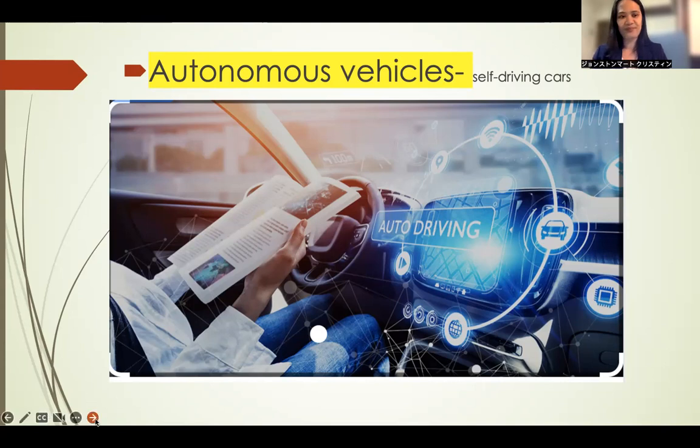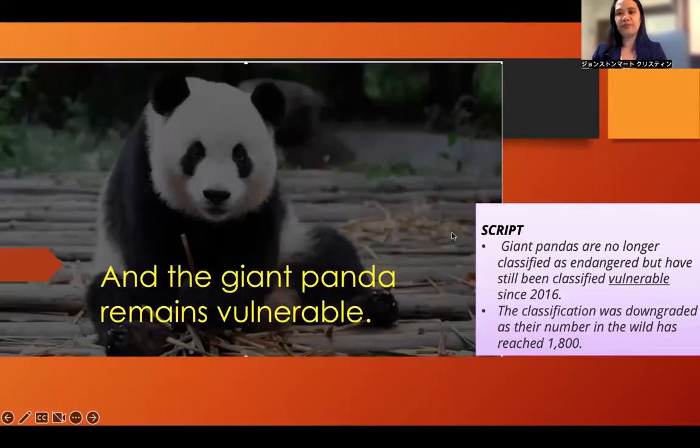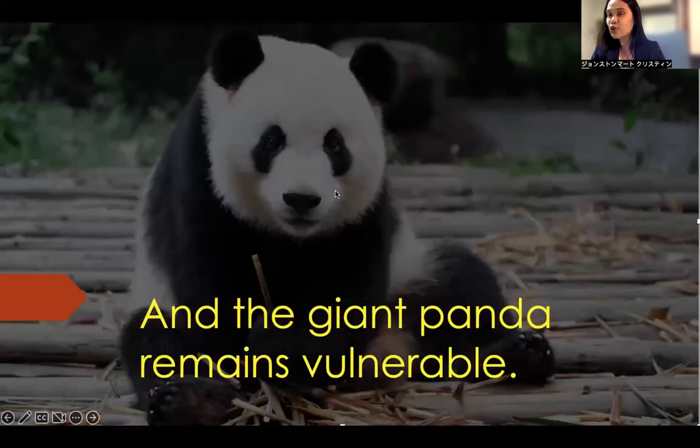Okay. Next, another example. This is my slide, and this is my script. Giant pandas are no longer classified as endangered, but have still been classified vulnerable since 2016. The classification was downgraded as their number in the wild has reached 1,800. So this is my script, but I'm going to present only this to my audience, and I will have to either memorize or read my script.